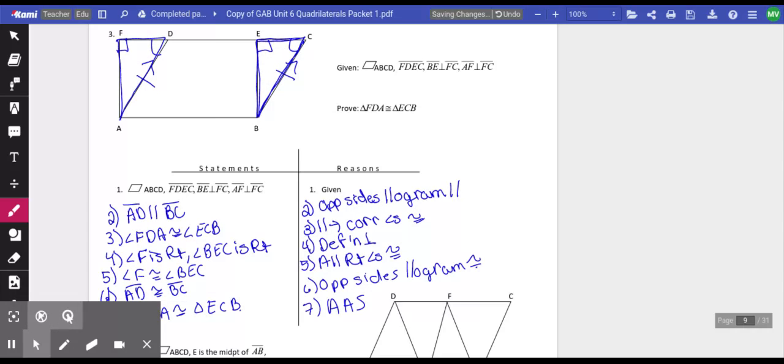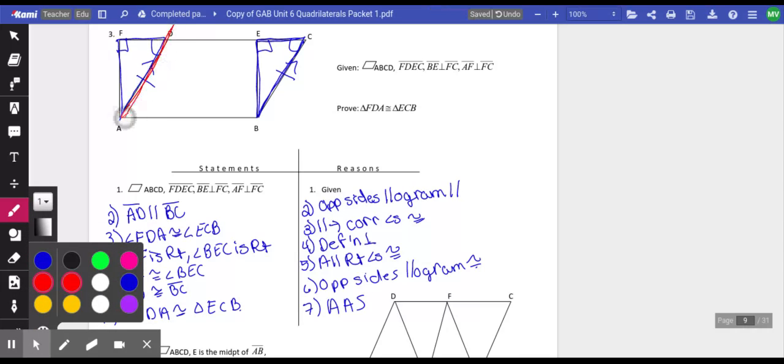Okay, so for my proof, I started out by saying that AD and BC are parallel because they're opposite sides of a parallelogram. Then I looked at line FDEC, and I realized that I had corresponding angles. So that means that FDA is congruent to ECB because parallel lines imply that corresponding angles are congruent.